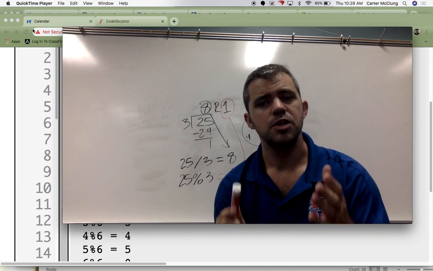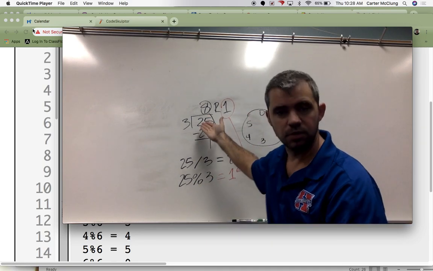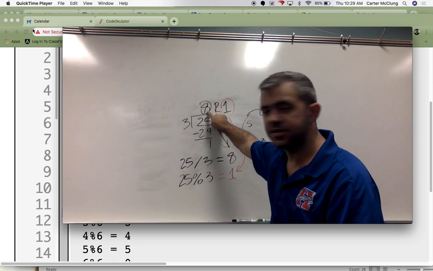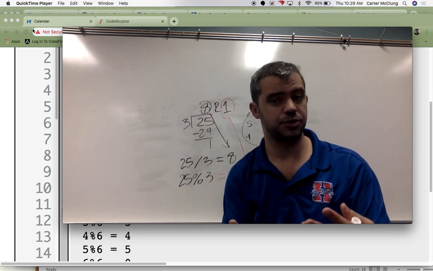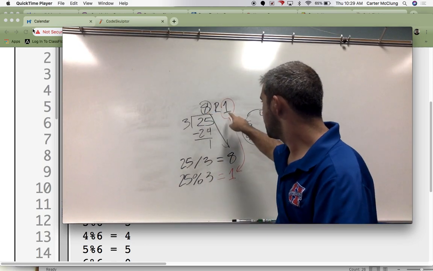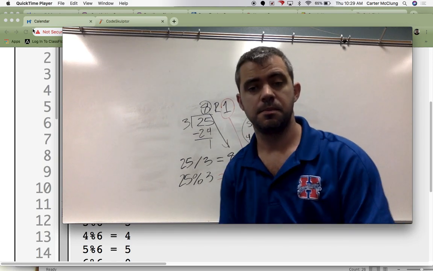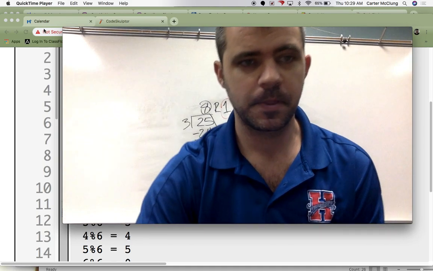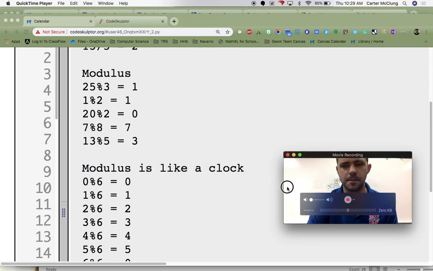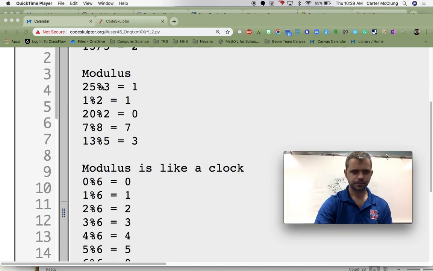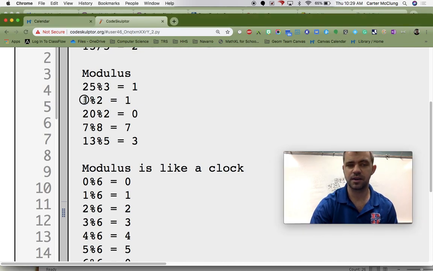Okay? So when you do long division like this, this number is what you would get if you did integer division in Python. This is what you would get if you did your modulus. Okay? Let's look at another modulus example. So 1 divided by 2 doesn't divide in at all. So all of this is going to wind up being our remainder. Okay?